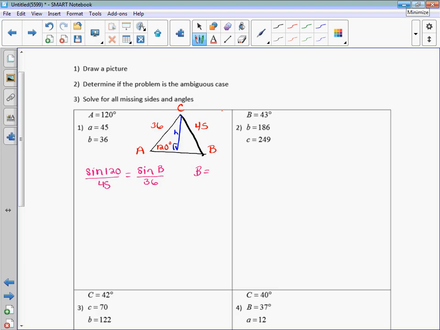So B was 43.9 degrees. C was 16.1 degrees, and little c was 14.4. All right? Yeah, that's what we were finding with the length of C. Okay, questions on the first one?